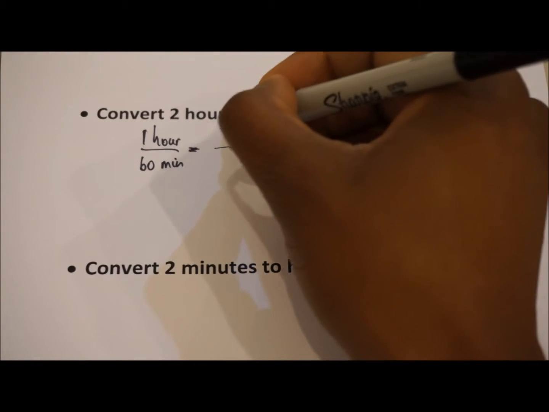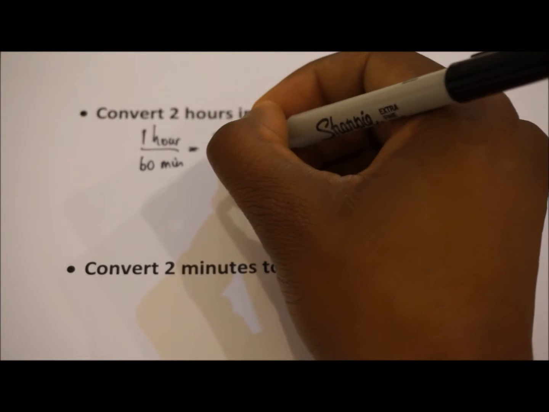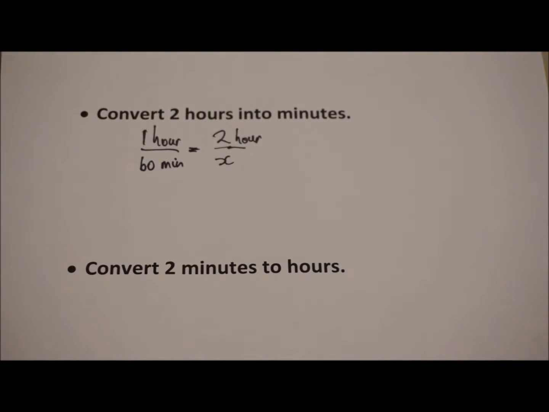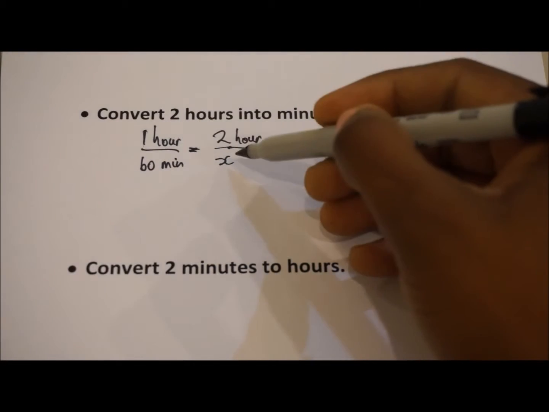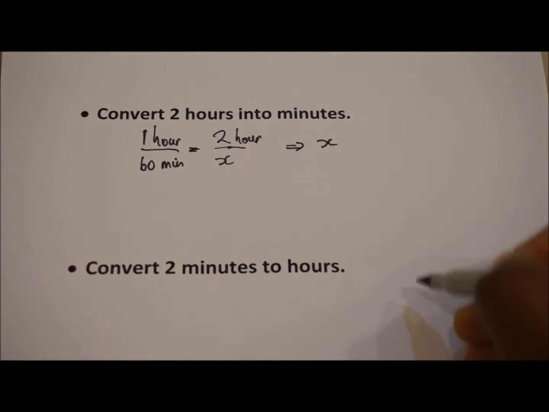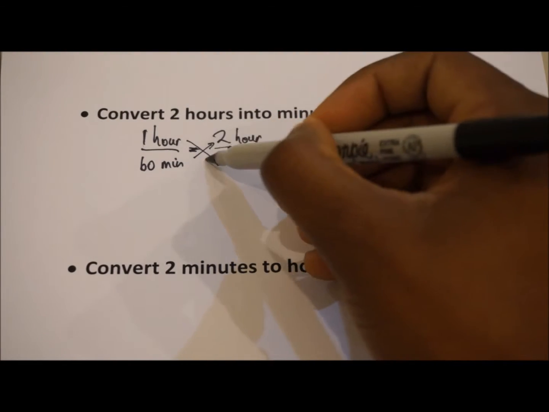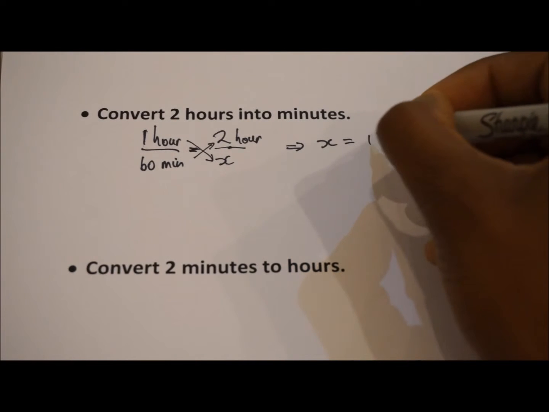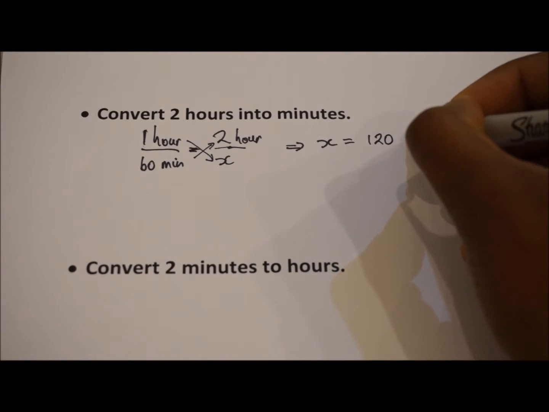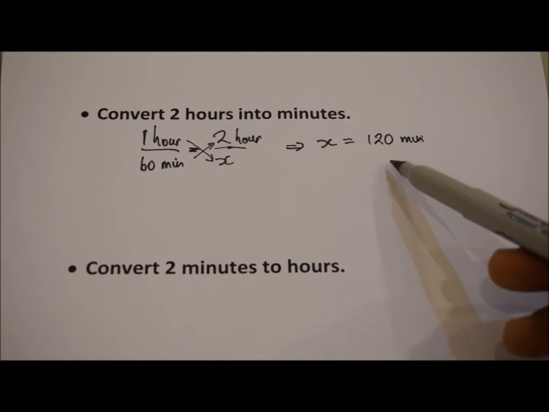Therefore the 2 hours goes on top. So 2 hours is X amount of minutes. And from there I apply my proportion in order to solve. 1 times X is X. And then 60 times 2 is 120. Therefore, 2 hours is 120 minutes.